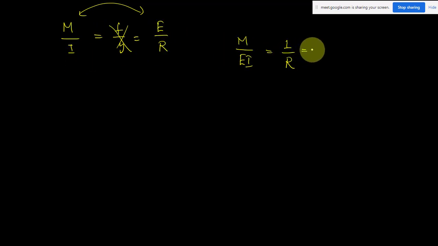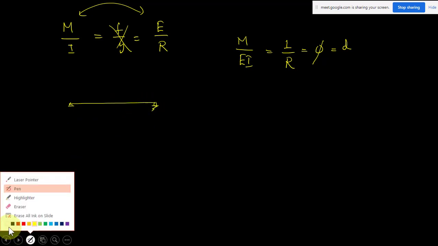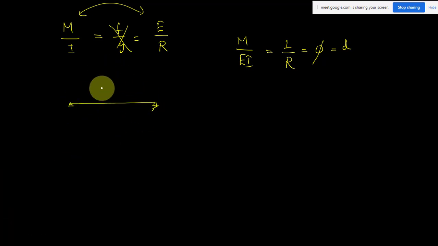So what is 1 by R? Your curvature. So what is curvature? Rate of change of slope, okay. So what is rate of change of slope? That is, if you take a beam, again you take a beam. With the help of an example, that will be easier. So you apply some loading, it is going to bend like this.